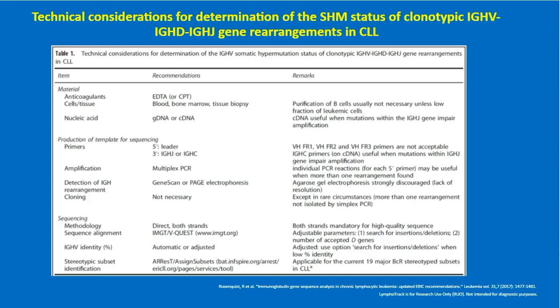That's why you see some of the gene scan and electrophoresis methodology to analyze. The sequence methodology is both strands using Sanger sequencing. And then there is a recommendation of using stereotypic subset identification, but this is still not a standard of practice in many labs. But it is coming to fruition very soon, I think, based on new data and research.